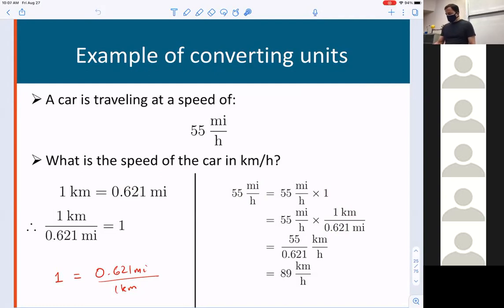And then you see that the miles here and the miles here cancel. You're just left with kilometers per hour. Multiply these two numbers, you get 89 kilometers per hour. You had a choice here. You could have taken this 1 and written it as this inverse ratio, but then you wouldn't have arrived at kilometers per hour. You would have arrived at some other units, which are weird. Okay, so that's how you kind of know how to do this.